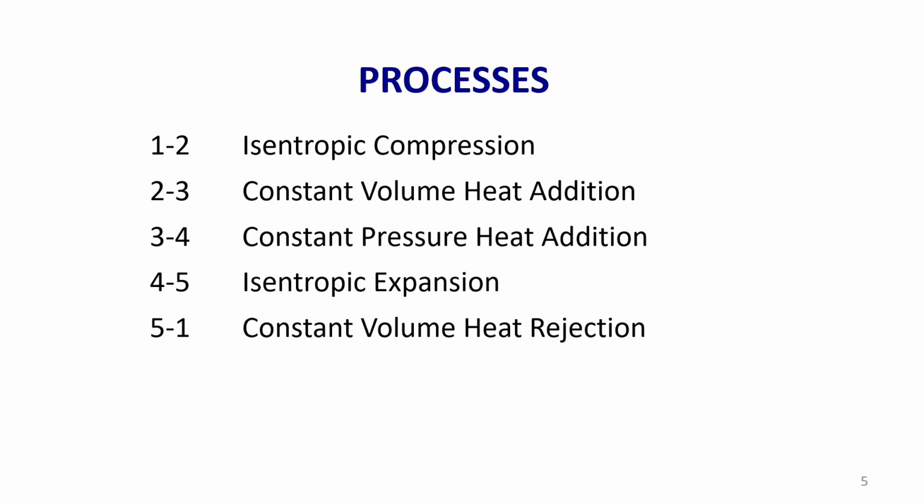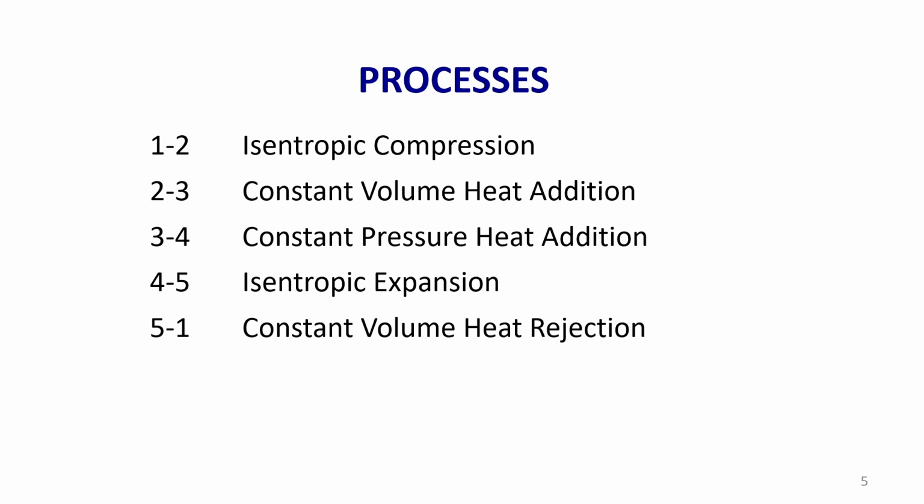So, this is the summary of the 5 processes in the dual cycle. 1 to 2 is isentropic compression, 2 to 3 and 3 to 4 are heat addition, 2 to 3 is constant volume and 3 to 4 is constant pressure, 4 to 5 is isentropic expansion and 5 to 1 is constant volume heat rejection. In all the 3 air standard cycles which we have seen so far, Otto cycle, diesel cycle and dual cycle, the heat is rejected at constant volume. There is no change in that process. Only the heat addition process is different.